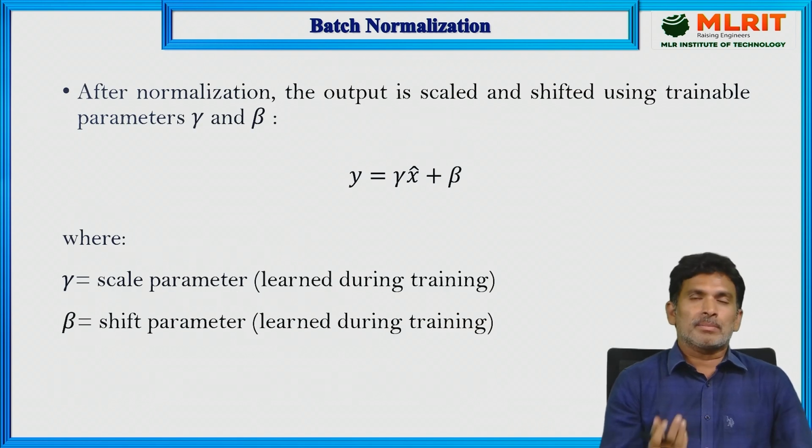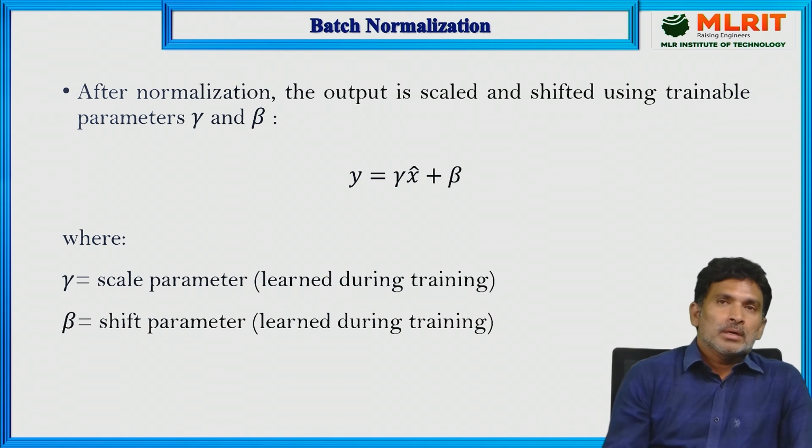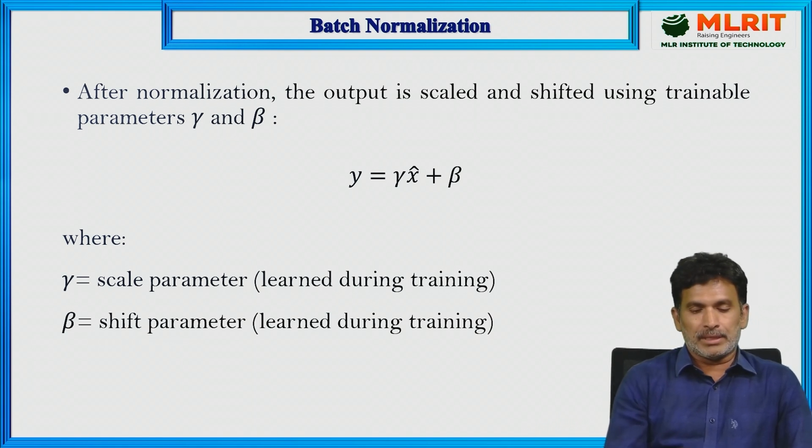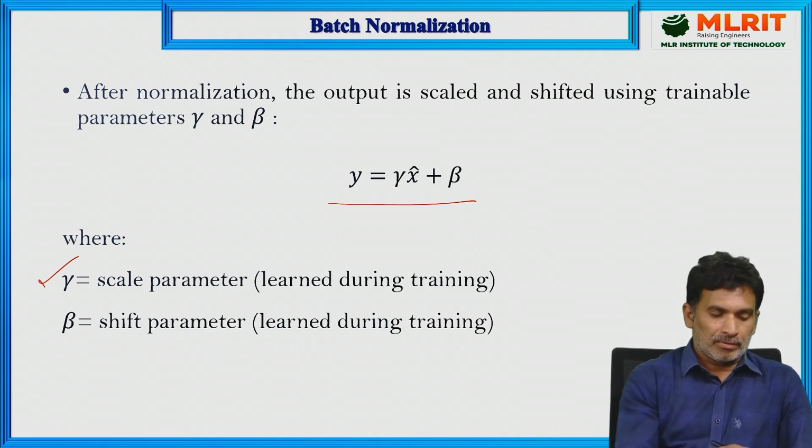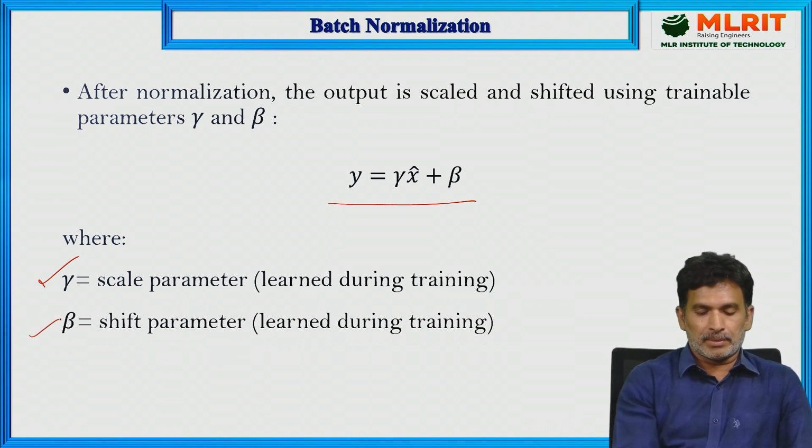So after normalization, the output is scaled and shifted using the trainable parameters gamma and beta. That is, the output would be calculated as y = gamma * x_hat + beta, where gamma represents the scale parameter that is learned during the training, whereas beta is the shift parameter learned during the training.